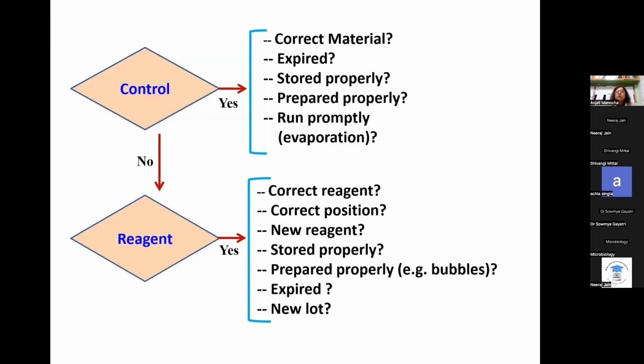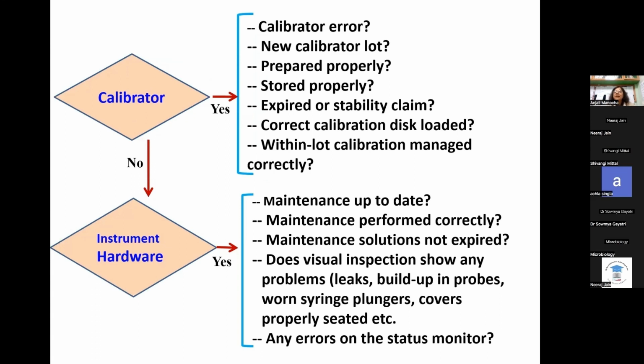So if nothing is wrong with the control, then we check the reagent. Is it the correct reagent? Is it an expired reagent? Has it been reconstituted properly? Was the lot-to-lot verification okay? Was it prepared properly? Was it stored properly? If the reagent is all right, then we check the calibrator. We check the lot of the calibrator, preparation, reconstitution, storage, expiry. All these things have to be checked.